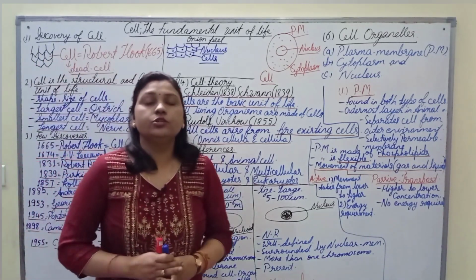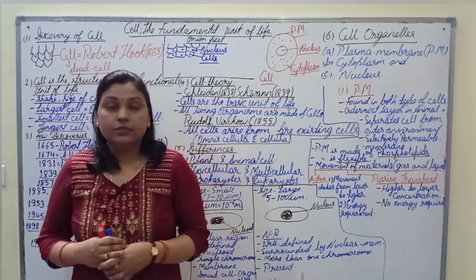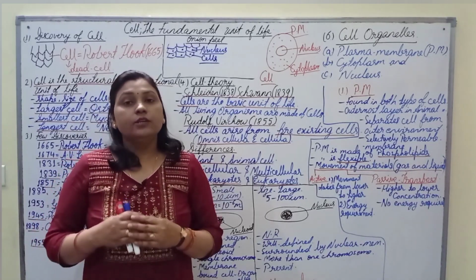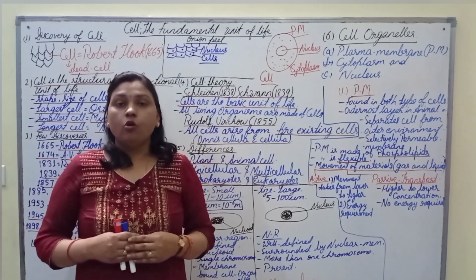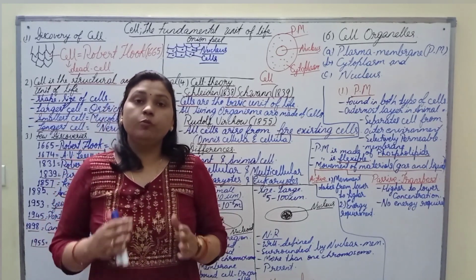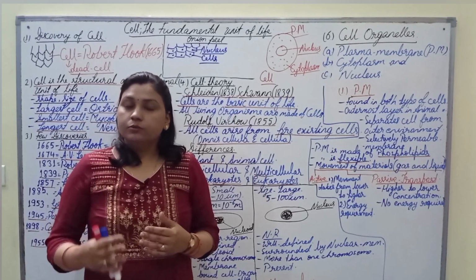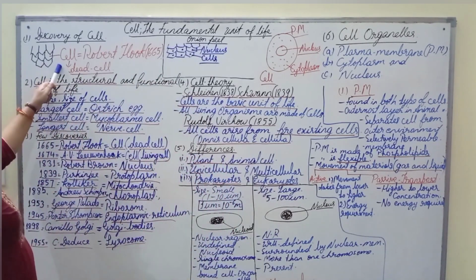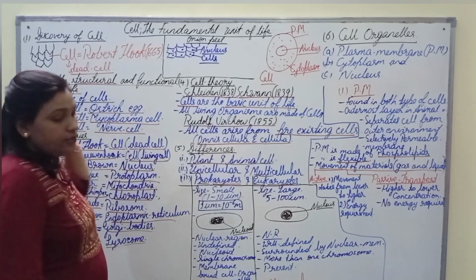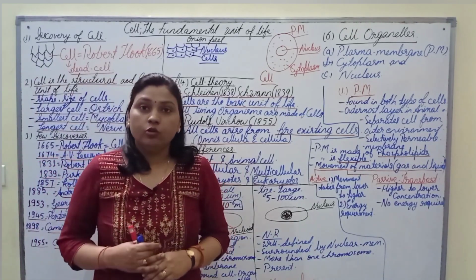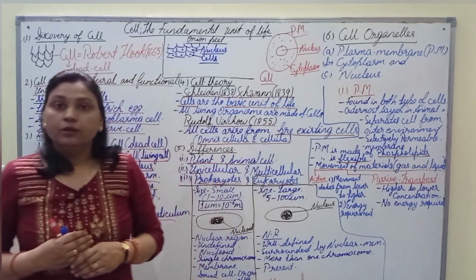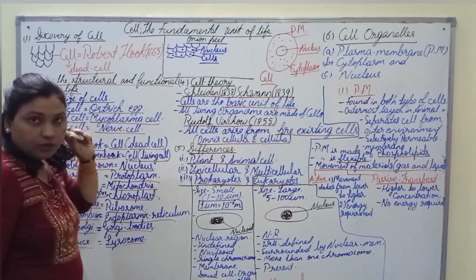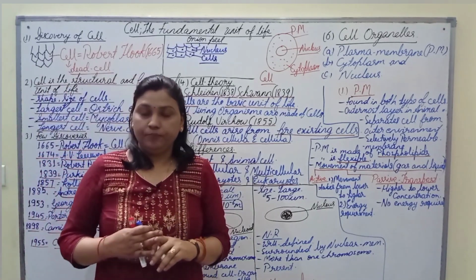We all know that Robert Hooke in the year 1665 discovered the cell for the first time. What he did? He actually took a slice of cork under his self-made microscope and observed a honeycomb-like structure which he named as cell. This slice of cork is a part of bark of tree, that is the dead part of the plant, that is the dead part of the tree.